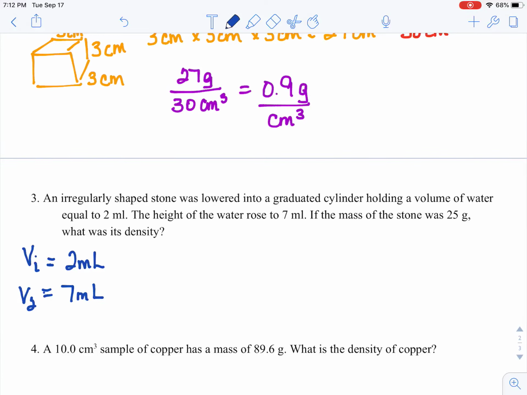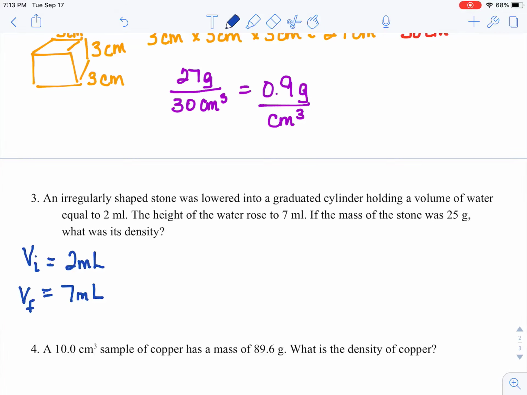That seems a little hard to believe, to be honest with you. It doesn't even seem like enough water to cover a stone of that size, but we'll go with it for right now. This is the example we have. And the point of the matter is that we're looking for the difference between, I'm actually changing that to VF, or volume final. We want to find the difference in order to find the volume of the irregular substance.